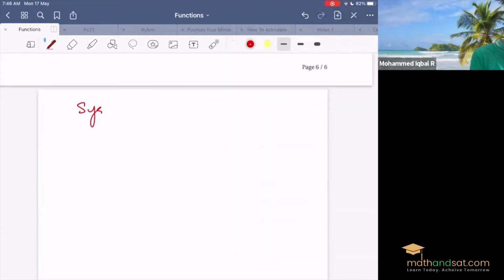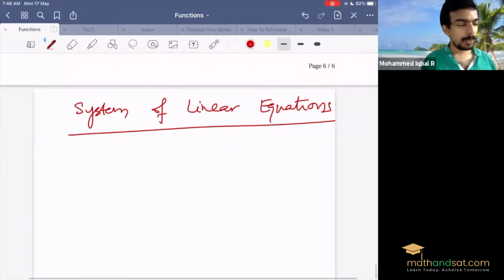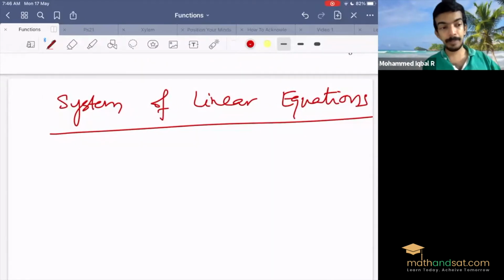System of linear equations. A system of linear equations in two variables. We already saw that a linear function can also be interpreted as a linear equation in two variables. So if I have a system of linear equations, it simply means that we have more than one linear equation, and by default they are connected by and.